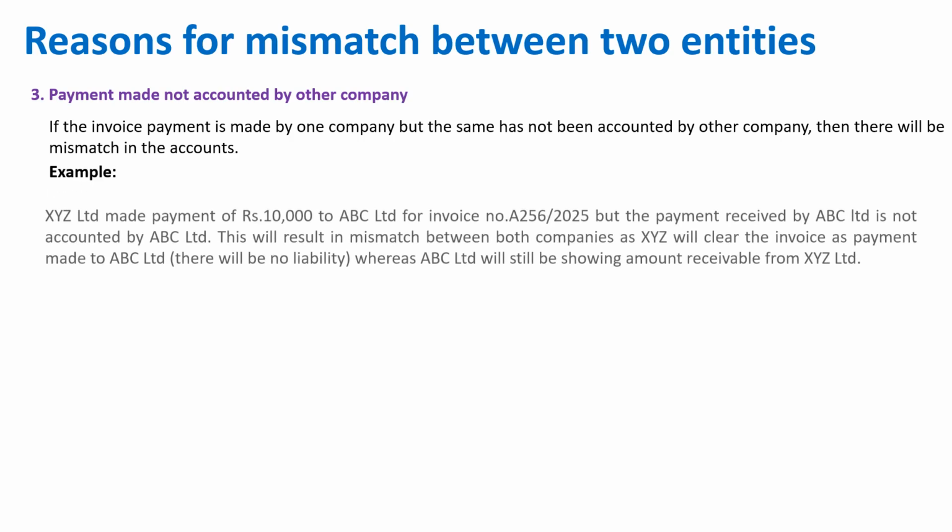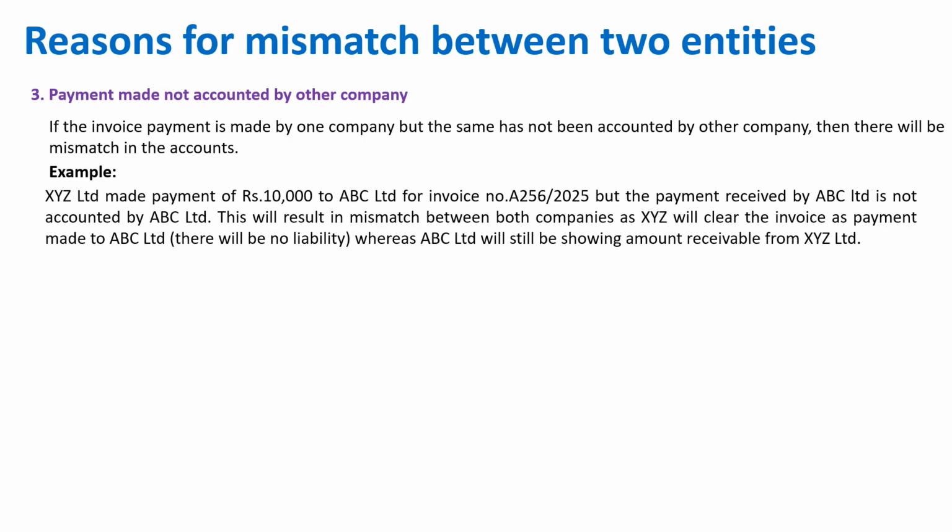Let's take an example here. XYZ Limited made payment of rupees 10,000 to ABC Limited for invoice number A256/2025. But the payment received by ABC Limited is not accounted by ABC Limited. There could be any reason, but we are not talking about the reason why it is not accounted. But the situation is that ABC has not accounted it.